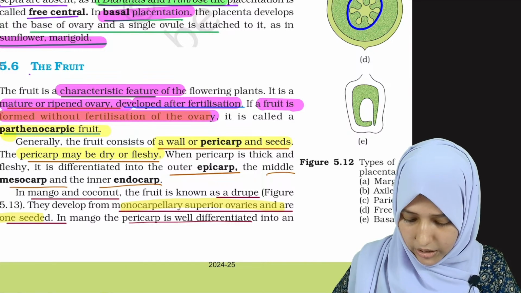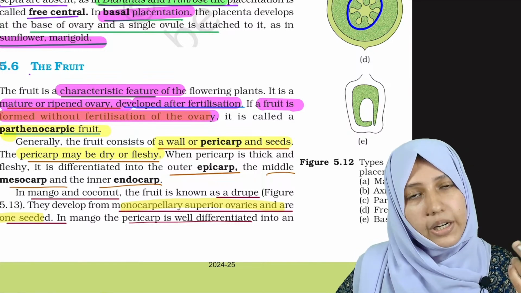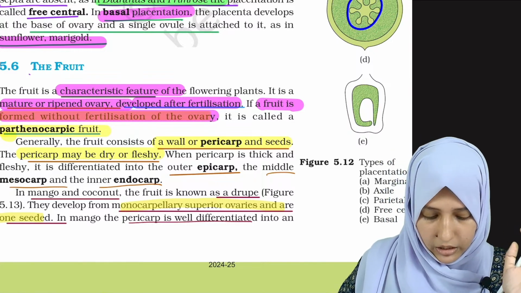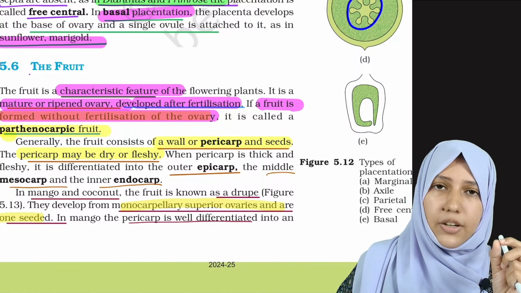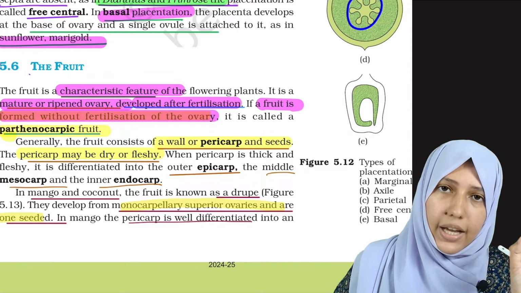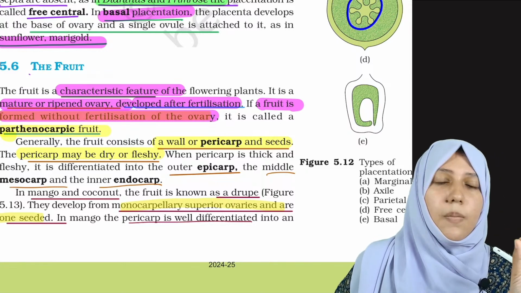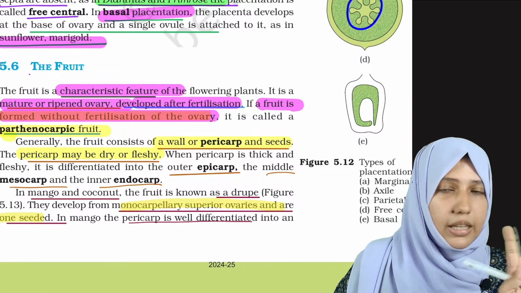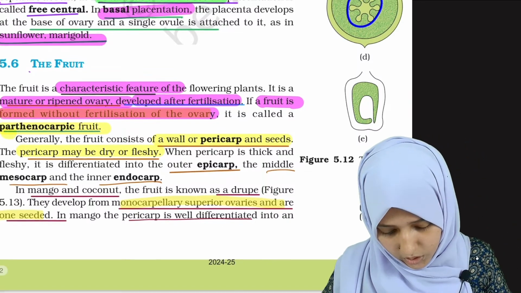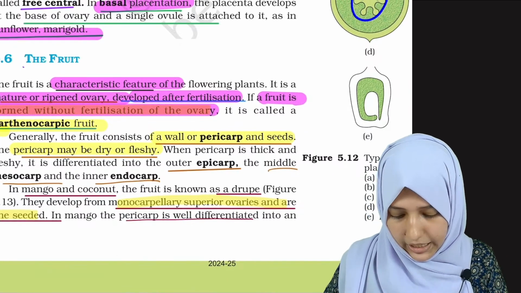The pericarp can be dry or it can also be fleshy. Central placentation is just simple. Free central placentation is when the ovules are arranged in the central axis. Nothing else. Clear? Okay.